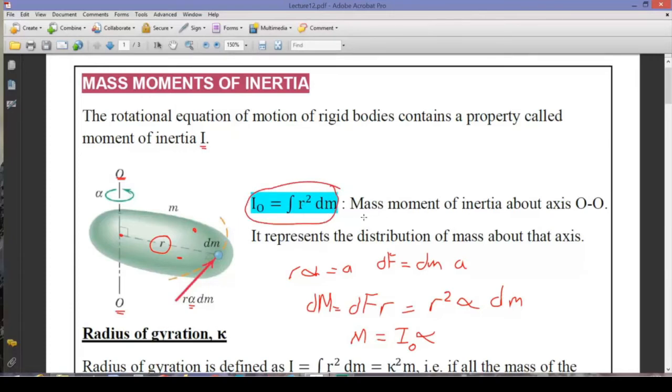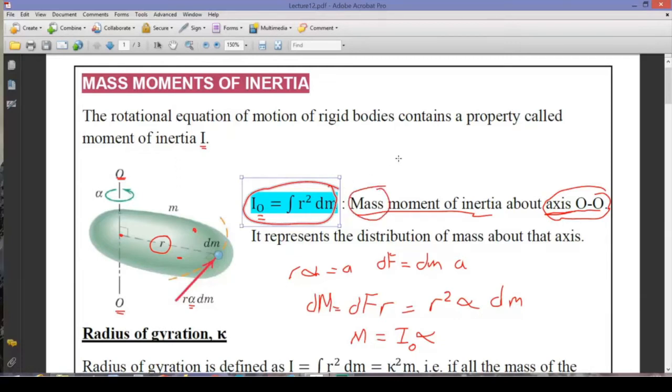And we call this the mass moment of inertia about the axis OO, because about a different axis, obviously this r distance will change, so it will be a different type of information. Okay, so you need to specify about which axis it is, and thus we have this subscript O. So in the subscript we have about which axis we are taking this mass moment of inertia. There's also the information about the mass. That's why we call it mass moment of inertia, because of this dm.